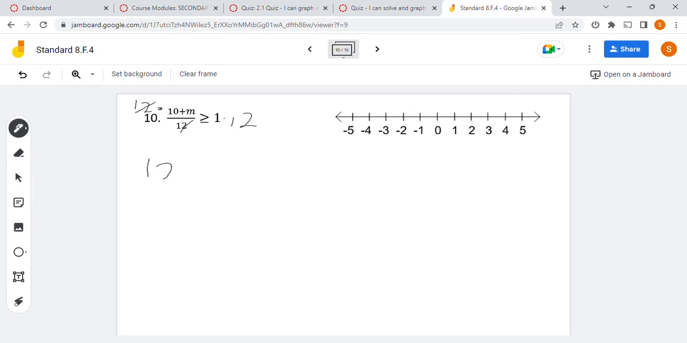We end up with 10 plus m on the left-hand side, 12 on the right-hand side, and it stays greater than or equal to. Finish this out by subtracting 10 on both sides, and we end up with m is greater than or equal to 2. Alright, closed circle here at 2, and we are going to shade over to the right-hand side, and that finishes this one up.